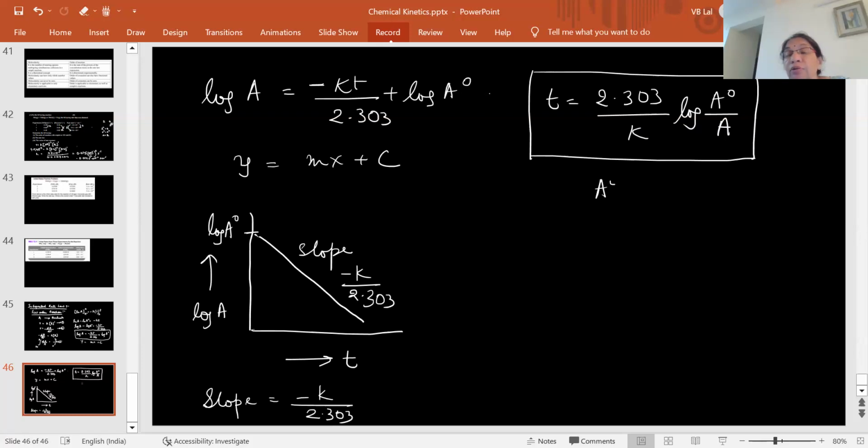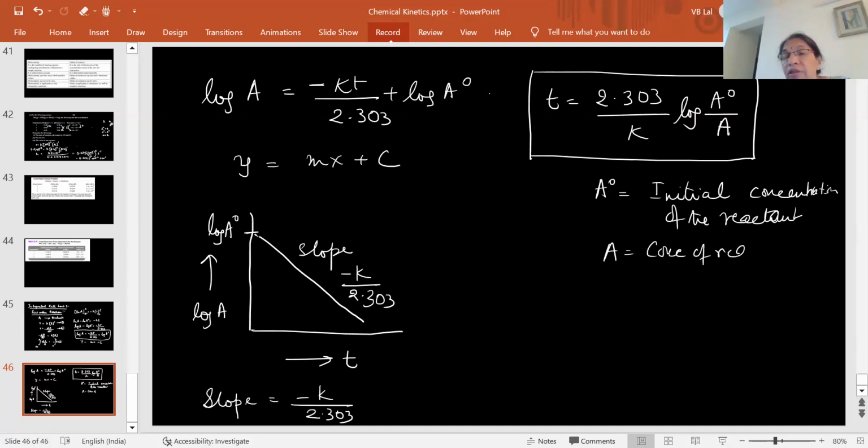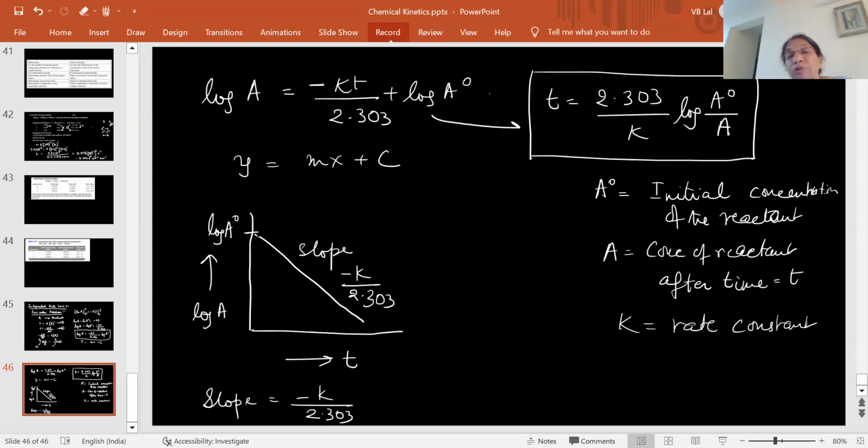Where A0 is the initial concentration of the reactant, and A is the concentration of the reactant after time t. And K is, of course, the rate constant. Okay. Did you all understand how this equation became this one?